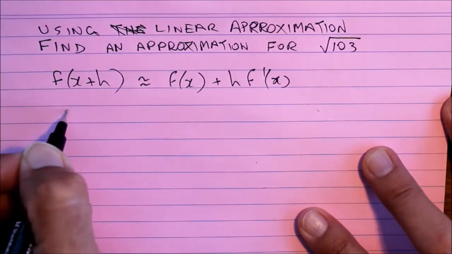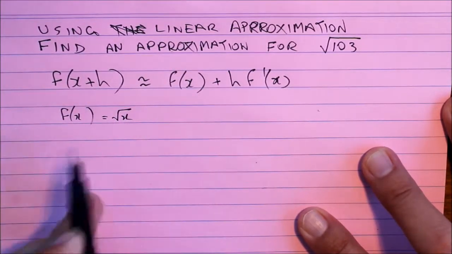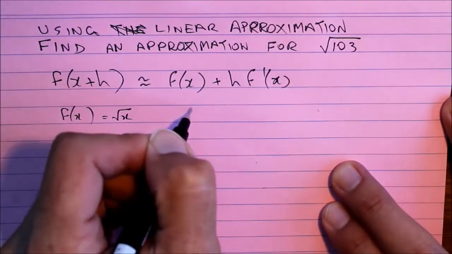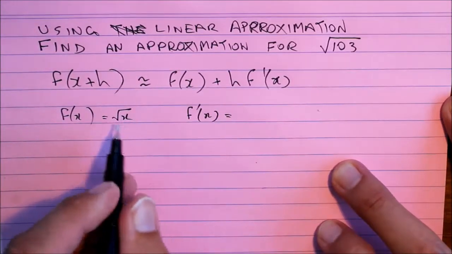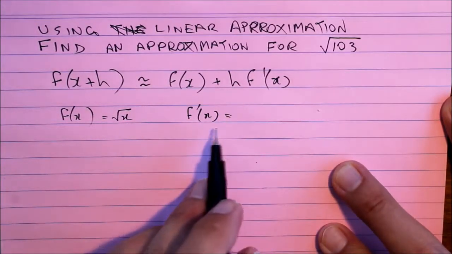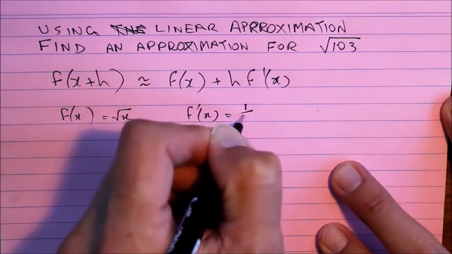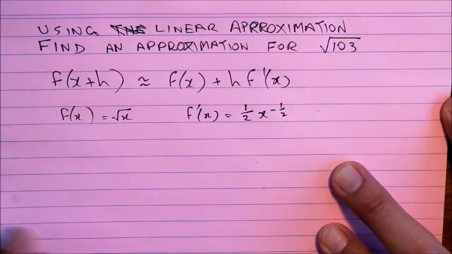Here what we've got is f of x equaling the square root of x. That's what we're after. We're after the square root. So f of x is the square root of x, and it's a good idea when you do these questions to straight away work out the derivative because it's going to come into the formula, so you might as well just do it straight away. So this is x to the half, so the derivative of that is a half x to the minus a half. Alright, so we've done that.